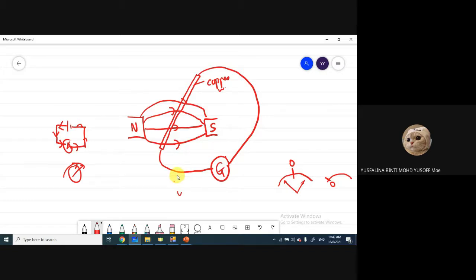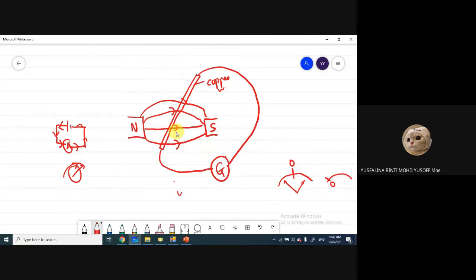This is different from the current we use in our house. That one we don't use a magnet; we have to generate it with a generator, which has a turbine. Also, the amount of induced current produced is very small, so it will not be enough to use in our house or in our factory. That's why we generate electricity using the power station.